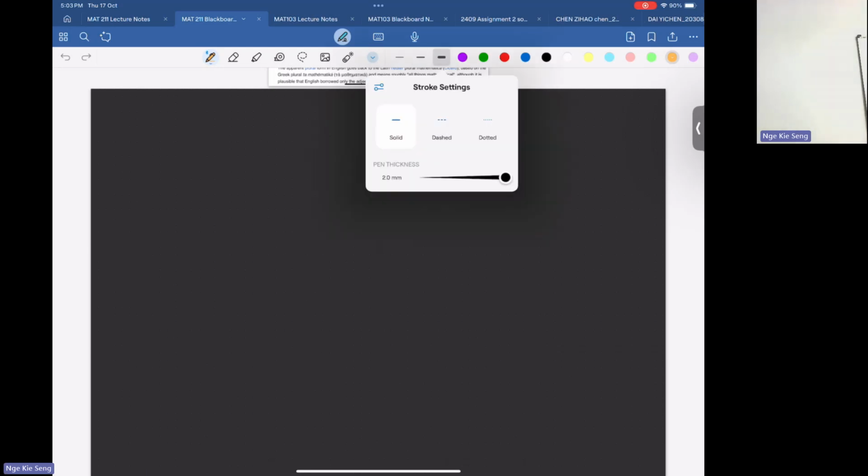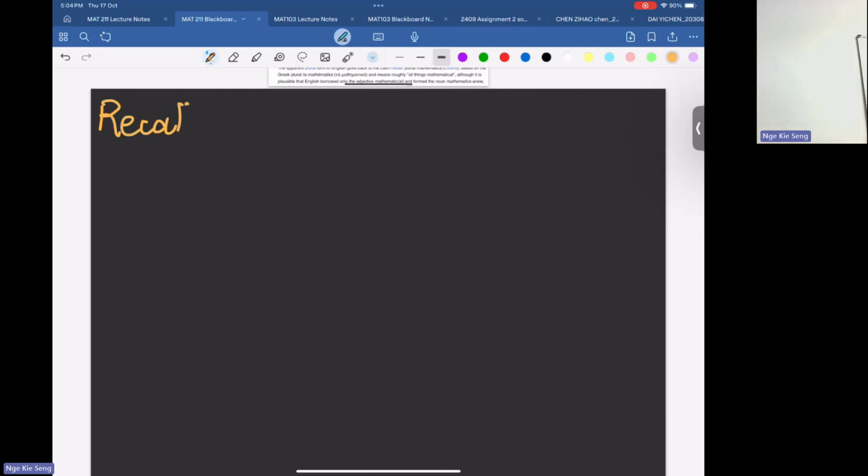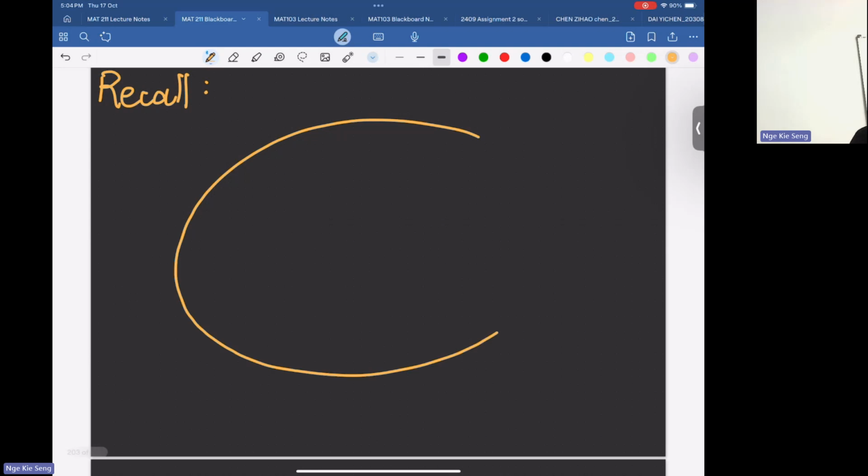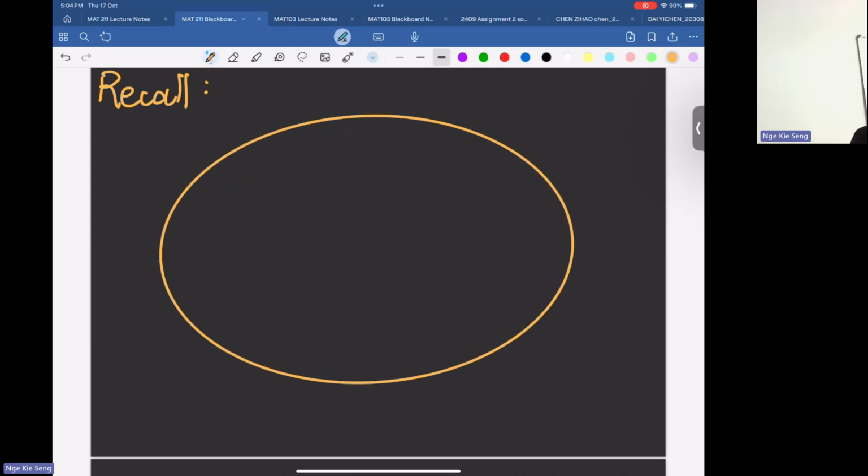So let's recall what we did last lecture. In your mind, you cannot forget what is the definition of group. Okay, you can never forget. So what do you have in a group again? Yeah. So you have associativity, right? Then identity, then inverses.